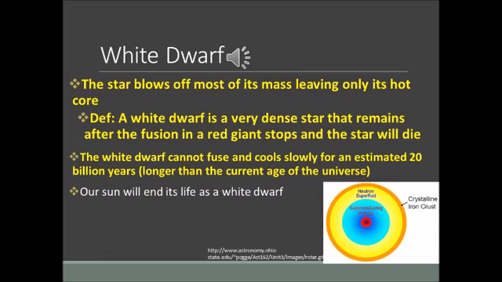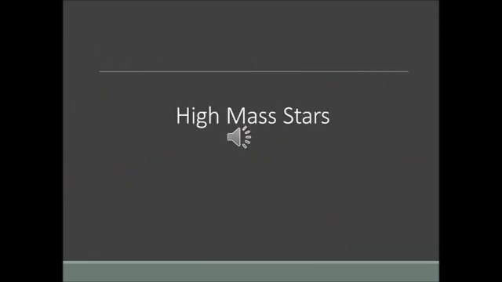So a white dwarf is a very dense star that remains after the fusion in the red giant stops, and the star will die. The white dwarf cannot fuse, and all it's doing at this point is cooling. It's estimated to cool for like 20 billion years, which right now is longer than the current age of the universe. Our star will eventually end its life as a white dwarf. Thus ends the life cycle of a medium to a small sized star.